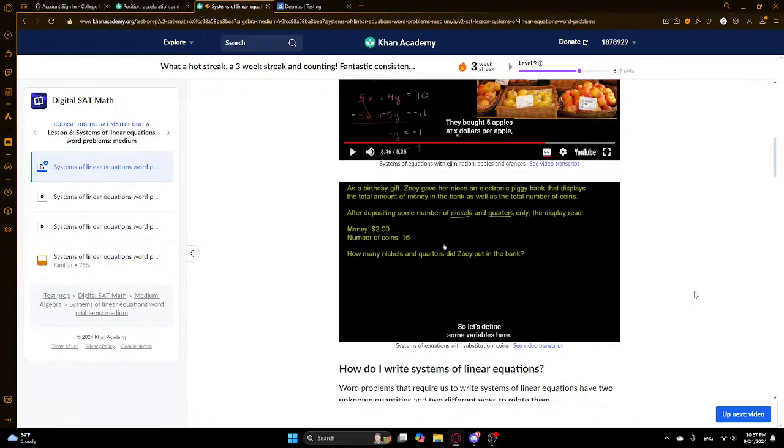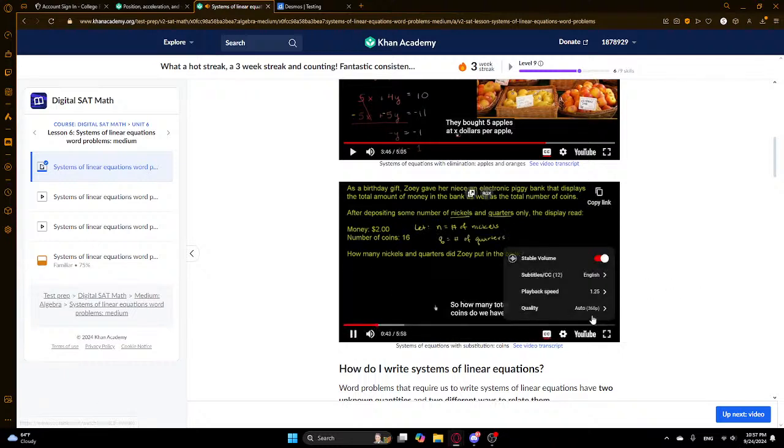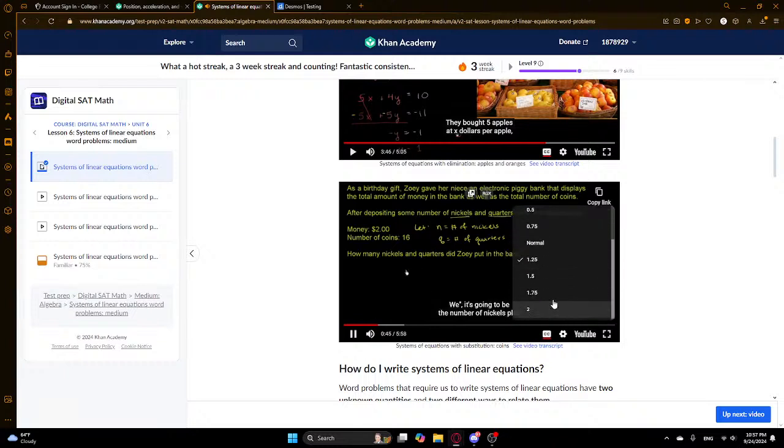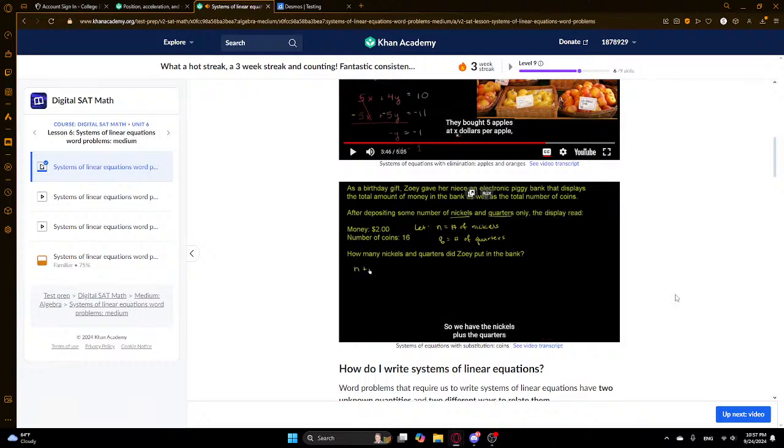So let's define some variables here. Let n equal the number of nickels, and let Q equal the number of quarters. So how many total coins do we have? Well, it's going to be the number of nickels plus the number of quarters, and it tells us we have 16 total coins. So the nickels plus the quarters need to be equal to 16 coins. So that's one equation right there.